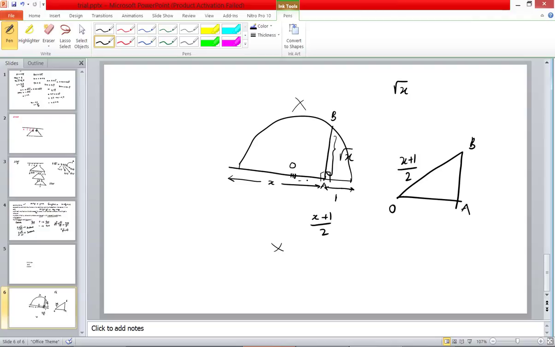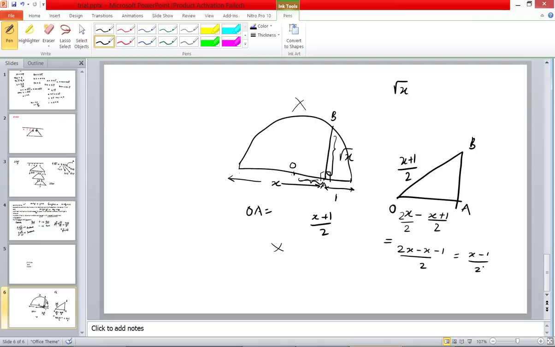Now let's look at this value here. So let's carefully look here. What is OA? Because this is x, OA should be x minus this radius here. So OA should be equal to x minus (x plus 1) divided by 2, because that's my radius. So this is actually equal to, if I take 2x upon 2, (2x minus x minus 1) upon 2, which is equal to (x minus 1) upon 2.